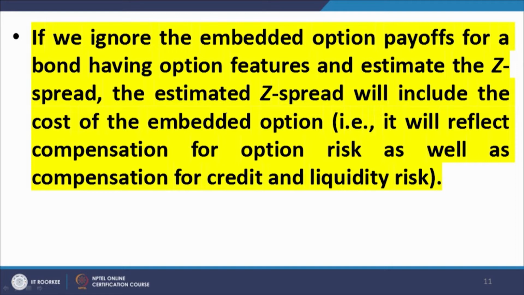If we ignore the embedded option payoffs for a bond having option features and estimate the Z spread, the estimated Z spread will include the cost of the embedded option. Because what is happening here is, on the right hand side you are ignoring the payoffs from the option. However, on the left hand side, let us take the case of a callable bond, the price that the investor is going to pay would be reduced by the value of the call. Why? Because the investor is short in the call.